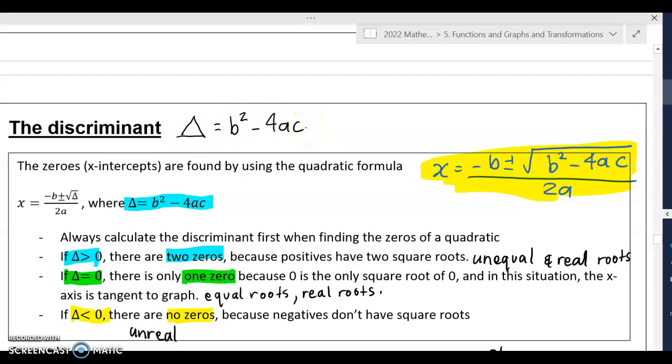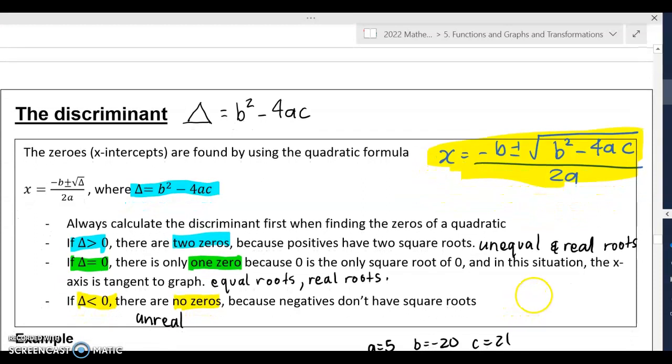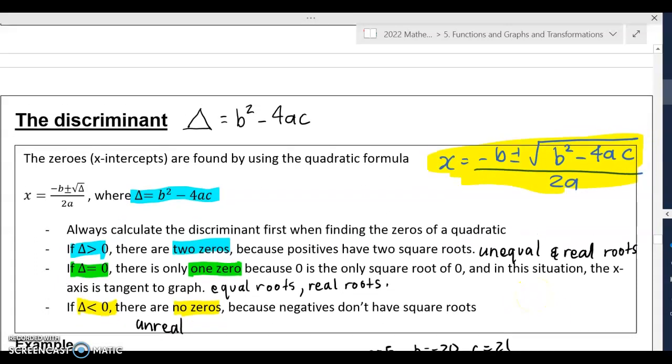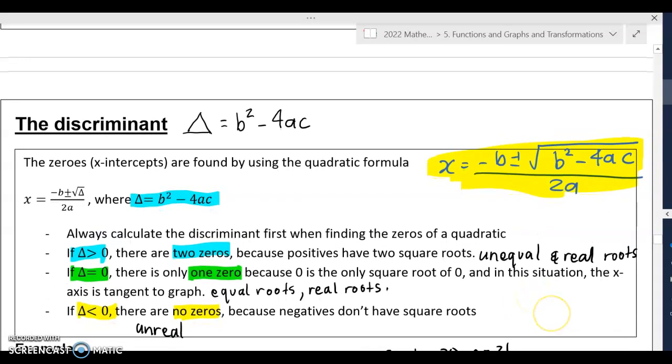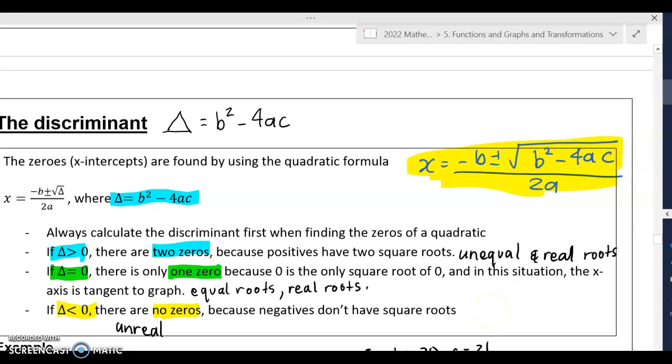Okay, let's have a look at the points that we've got underneath here. The first point says always calculate the discriminant first when finding the zeros of a quadratic. I don't think you need to always do it, but it's a really handy tip and quite often very helpful, and we'll have a look at how that can be helpful now. The blue, the green and the yellow. You need to know each of these things and you need to understand what's happening, and we're going to look at what they mean and how we can use them.